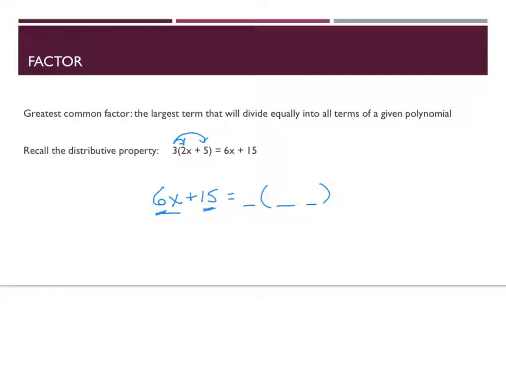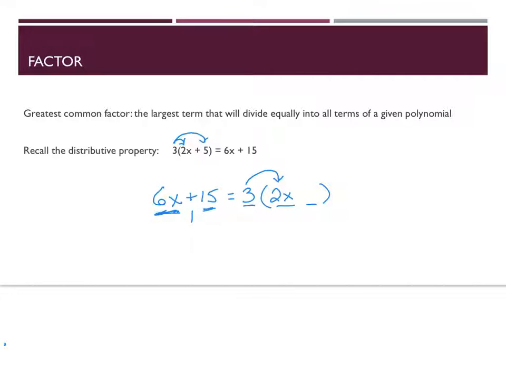Now we can kind of cheat because we know what the answer is supposed to be from up above. But 3 is the biggest number that will go into both of those evenly. Now I'm going to do kind of a fill-in-the-blank distributive in my mind. 3 times whatever term I have here needs to give me 6x when I multiply it. So I need 3 times 2 to give me 6, and I need to have an x in it to make it 6x.